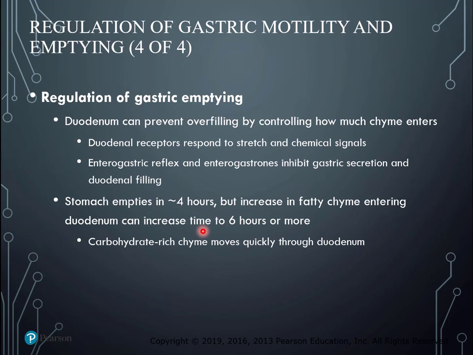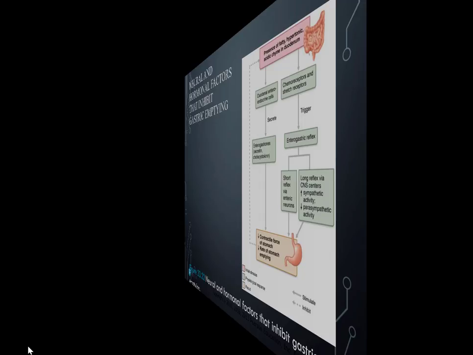The stomach empties from a full meal in about 4 hours. But if you have an increase in fatty acid that enters the duodenum, that can increase the time of stomach emptying to 6 hours or more. Usually, carbohydrate-rich chyme will move quickly through the duodenum, more than your fatty-rich chyme.